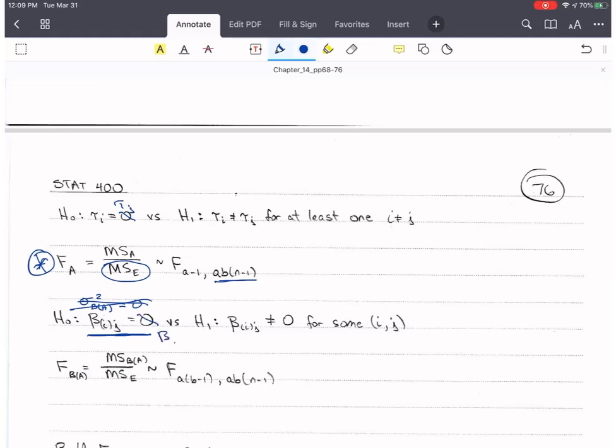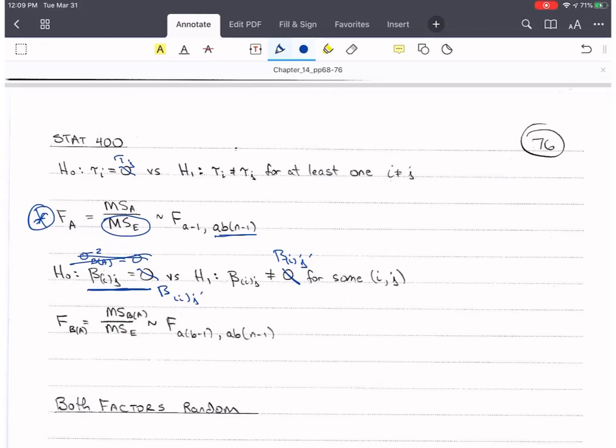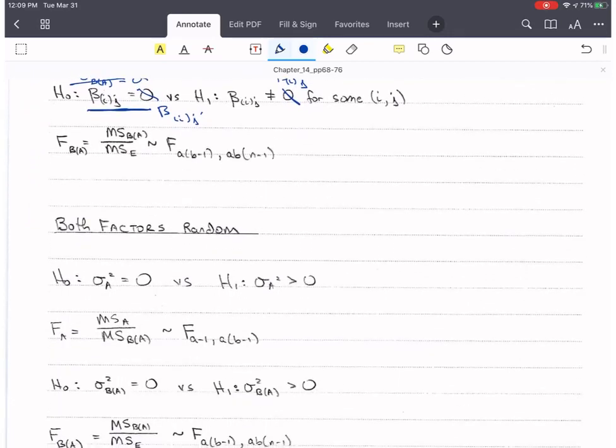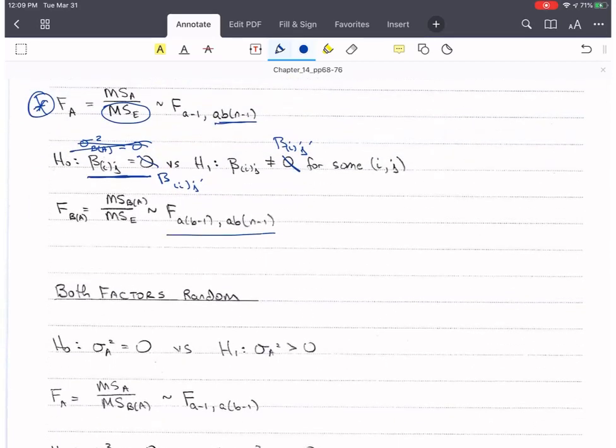Beta i j prime, that they are all the same, against that at least one are different. Okay. So we would take the same F statistic here, MSB within A over MSE. And so I've told you how the critical value is going to change based on the degrees of freedom, right?